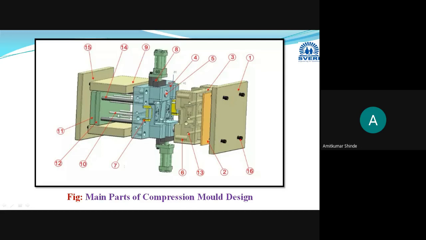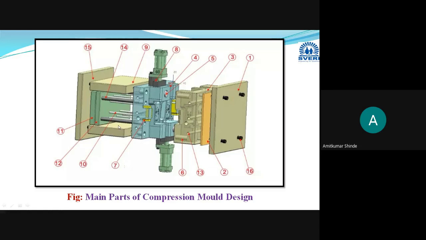Then these are the ejector pins. They will help you to remove the molded part from the cavity. This is the ejector plate, and these are the ejector pin cover plates. The cover plate will act as a base for the ejector pins. This last one is the ejector plate, and this is the ejector pin cover plate. On that ejector pin cover plate only, these ejector pins are fixed, and this ejector plate will act as a support element for the ejector pin cover plate and ejector pins.